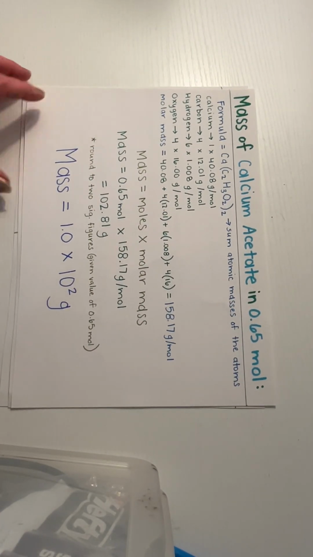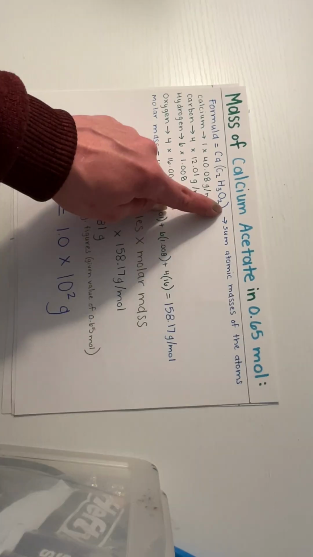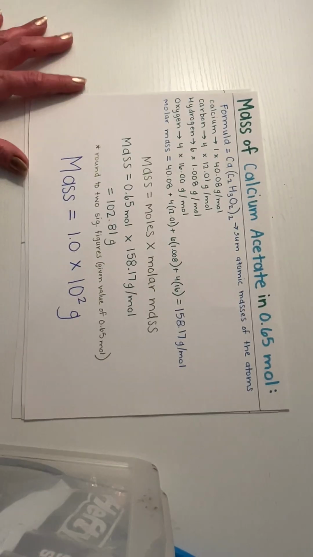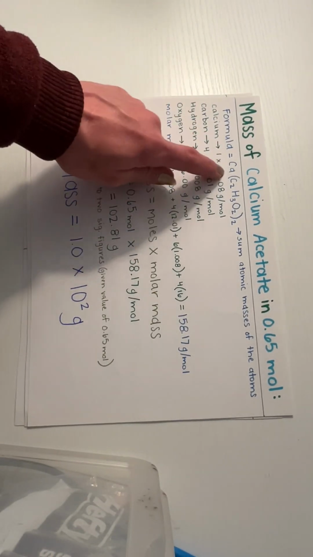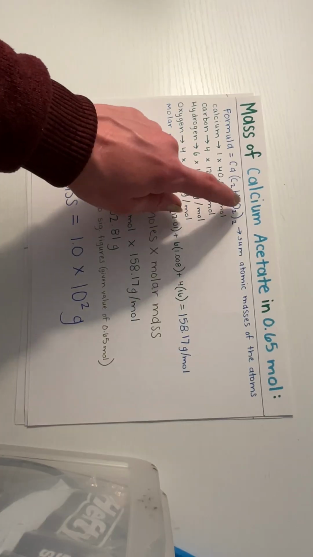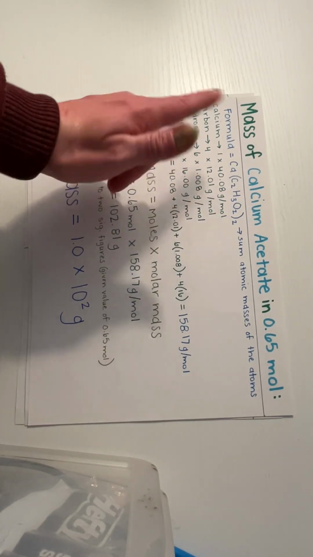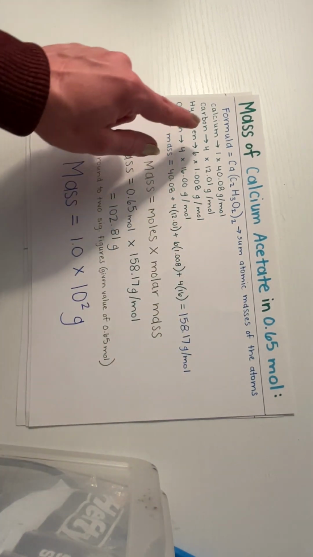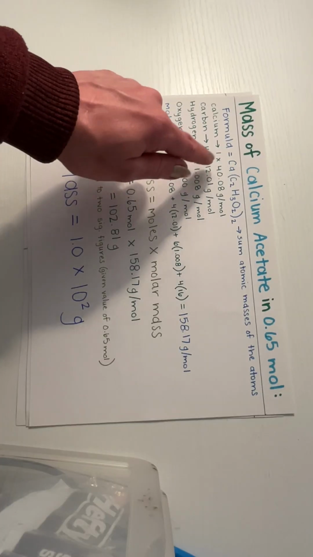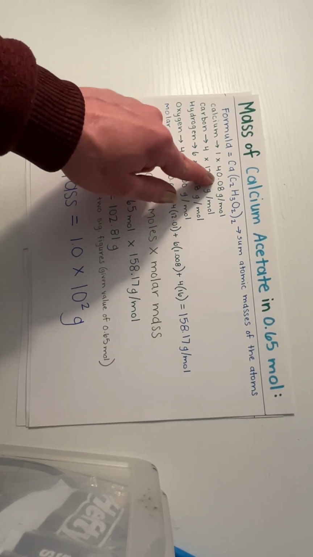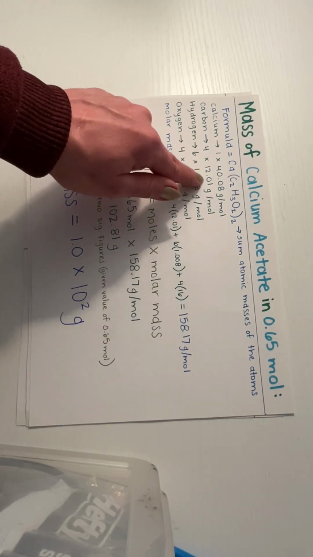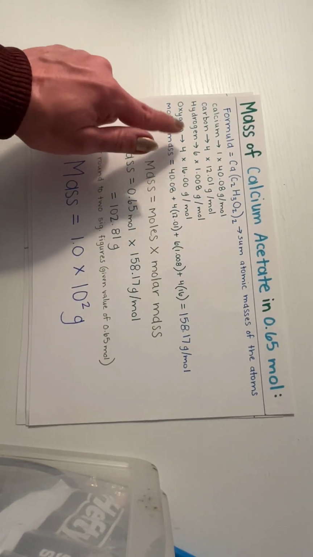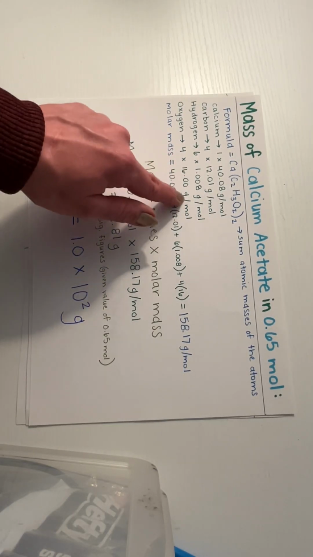Okay, and then number 5, calculate the mass of calcium acetate in 0.65 mole. So this one's kind of hard to me. So first, the formula is Ca(C2H3O2)2. We used this earlier in, I think, question number 1 or 2. So the sum of the atomic masses of the atoms. So calcium, there's 1 calcium atom, so times 40.08. Carbon, 4 times 12.01. Hydrogen is 6 times 1.008. And oxygen is 4 times 16 grams per mole.